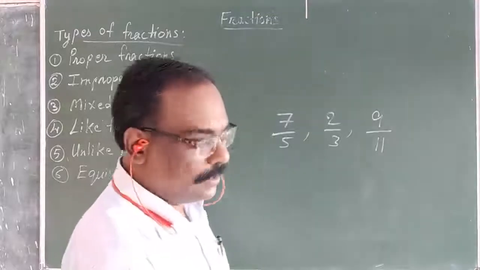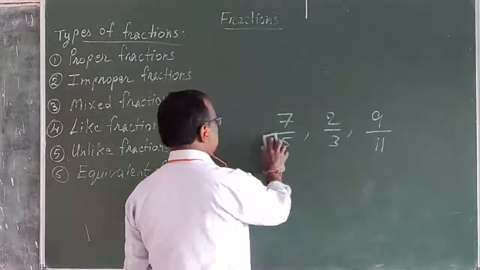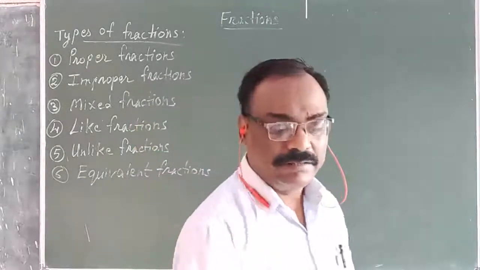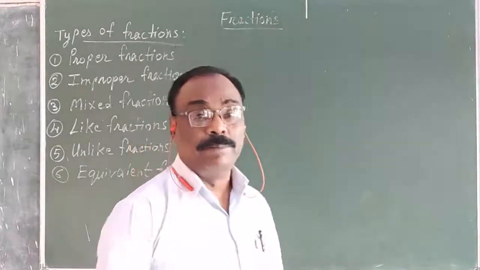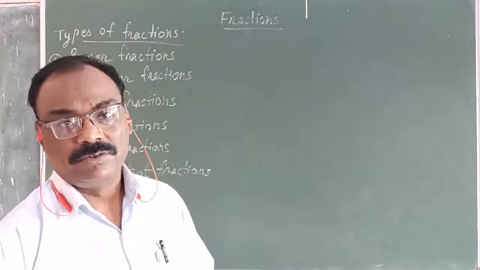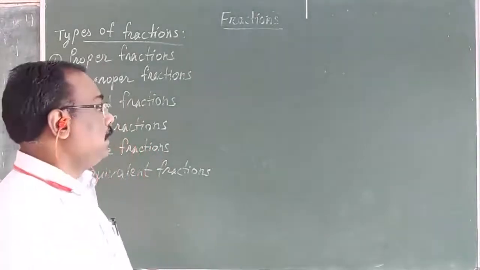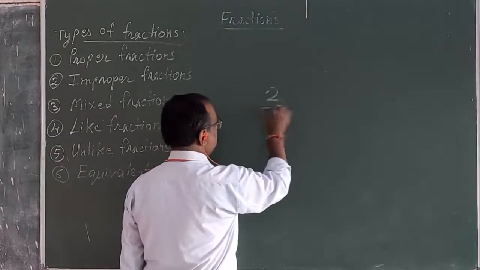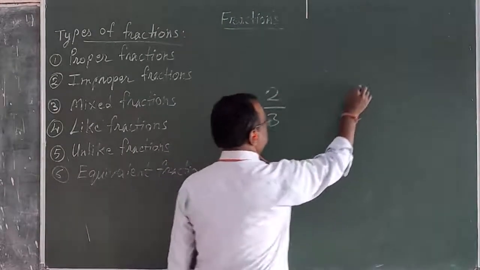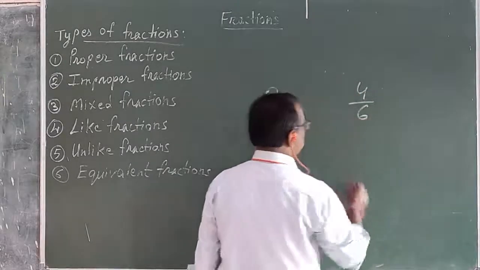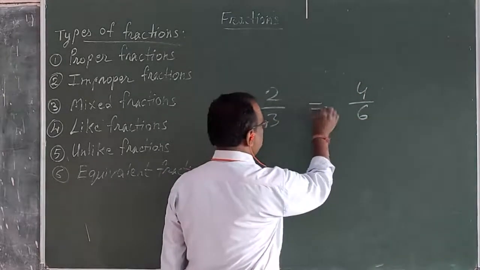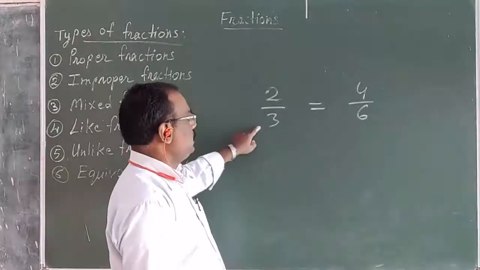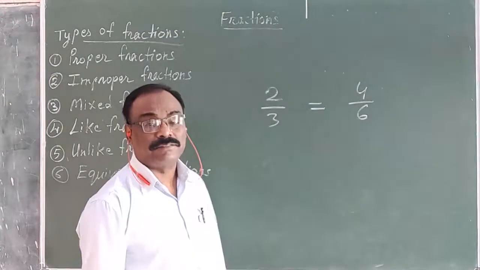Okay. Now let us see the last one, that is equivalent fraction. Equivalent means what? Means both the fractions, the numbers may be different, but the value remains the same. So that is why they are known to be equivalent fractions. Suppose if I write here 2/3 and here I have written 4/6. So I can say that these two are equal in values. 2/3 and 4/6 are equivalent fractions.